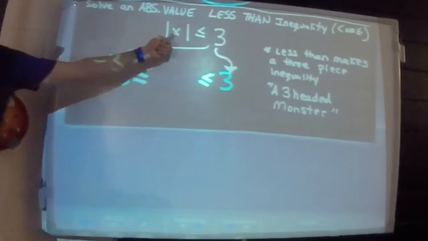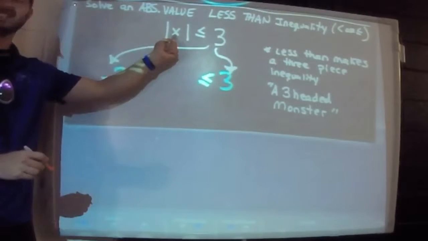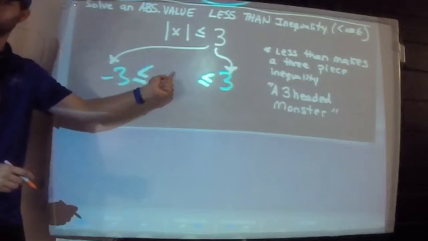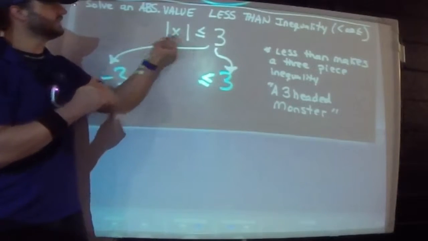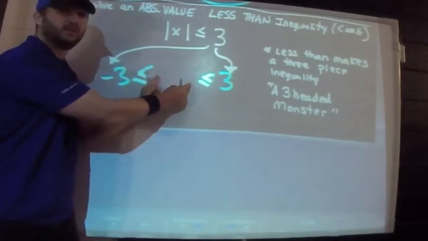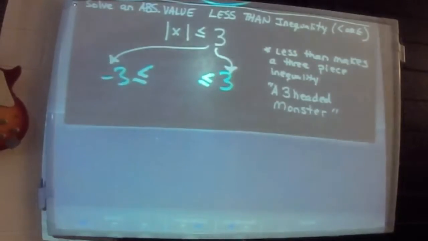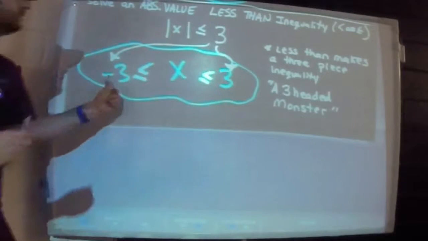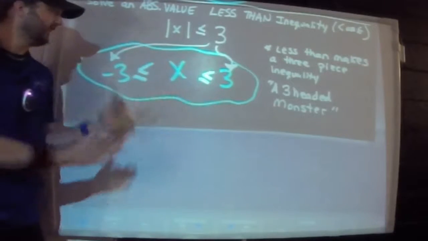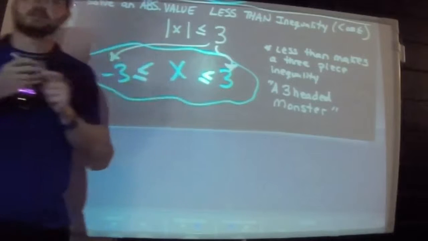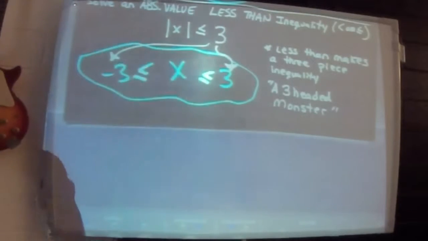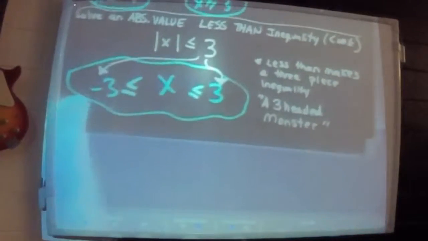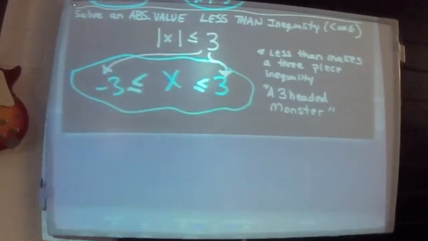And then whatever is in the box comes to the middle. So in this case, it's just x, so you put it in the middle and you're done. If there was more junk inside the box, you'd have to put all of it right inside here. And this is what we're going to call a three-headed dragon or a three-headed monster. We've got a left side, a middle side, and a right side. So it's a three-piece compound inequality, a three-headed monster, so to speak.